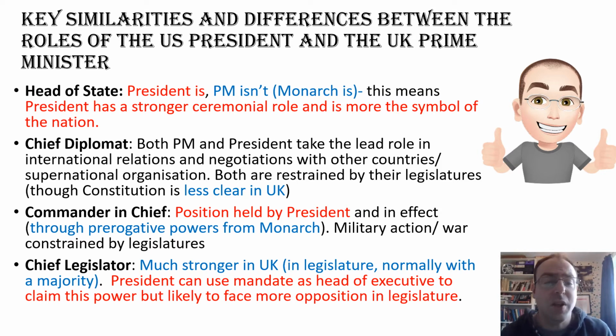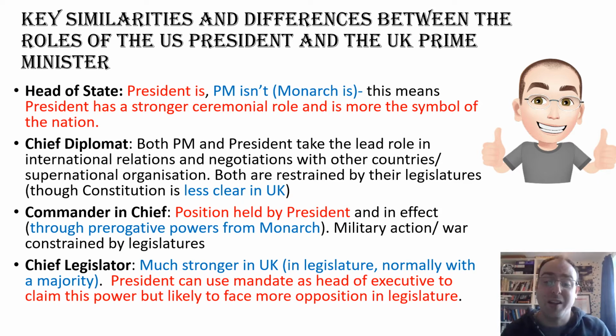Next role is that of chief diplomat. Both the Prime Minister and the President take a lead role in international relations and negotiations with other countries or supranational organisations, things like the UN or NATO, or the EU. Now, both actually have other people who play a key role there. So the Secretary of State in the US, the foreign minister in the UK.